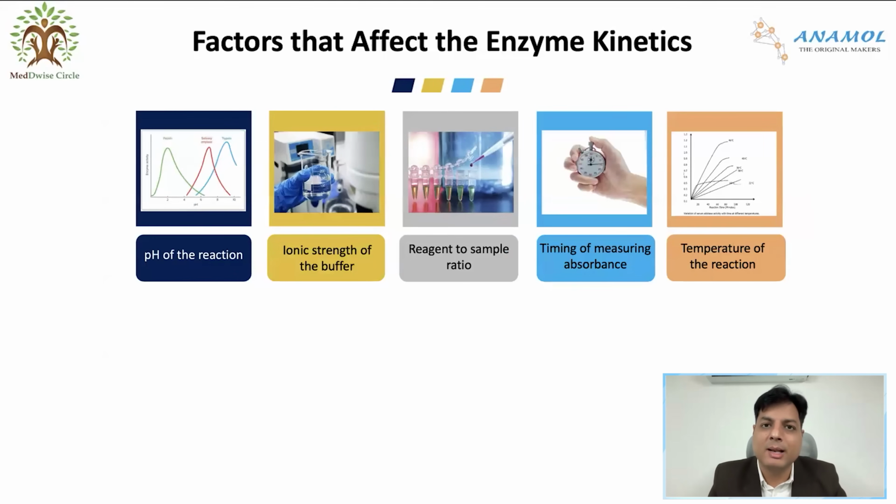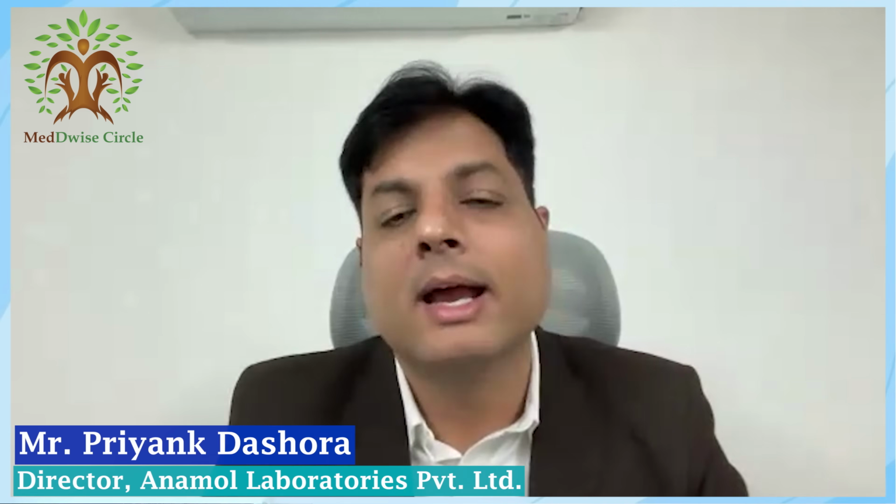Friends, I hope this video has been helpful for you. In this video, we discussed that enzyme kinetics are affected by five particular factors: how pH plays a role in enzyme kinetics, how ionic strength of the buffer plays a role, how reagent to sample ratio plays a role, how timing of measuring the absorbance plays a role, and how temperature plays a role in enzyme kinetics. All of this is important to us because we face these situations daily in the pathology laboratory while performing clinical chemistry tests.